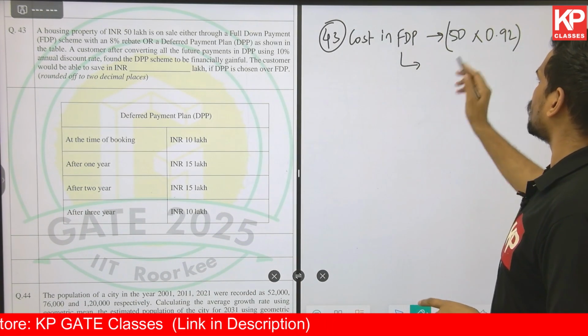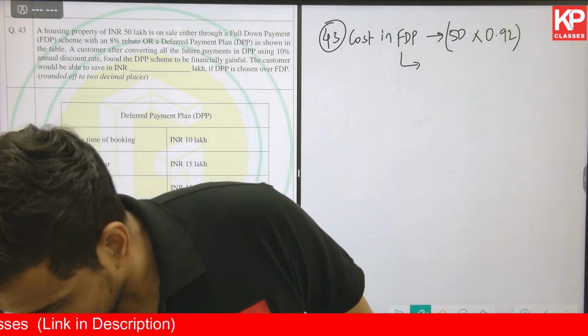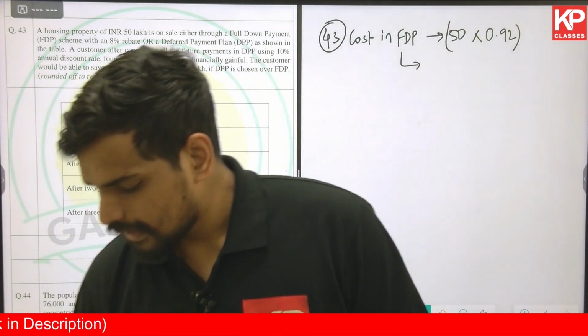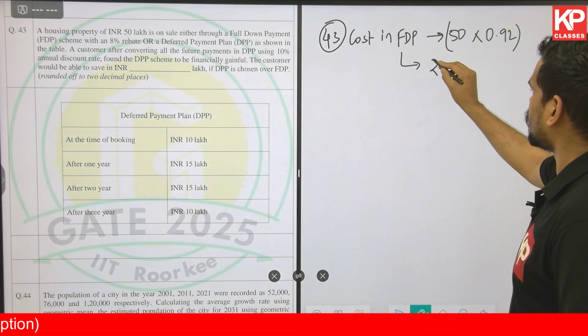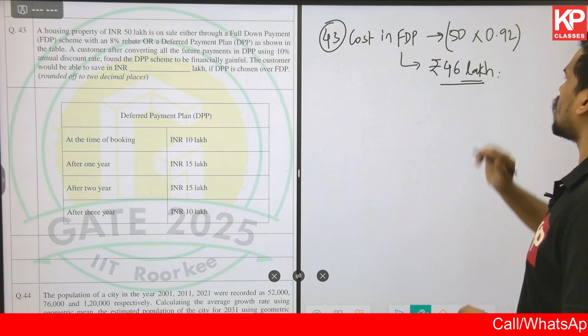So the cost in the full down payment scheme is going to be 50 into 0.92. You can use your calculators for that. 50 into 92% of it is 46 lakh rupees. It is rupees 46 lakh. That's the cost in FDP.